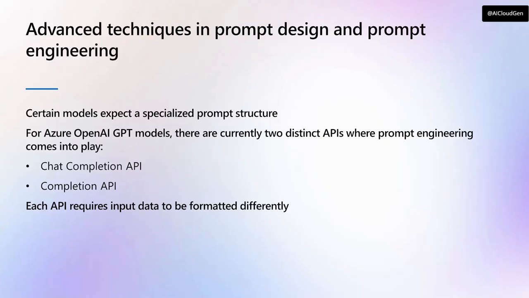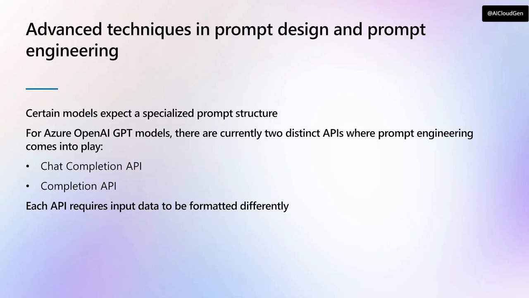So moving on from that, we looked at the different components of prompts, some of the best practices. Now I'm going to talk about a few more advanced techniques when it comes to prompt design and prompt engineering. So certain models always expect a specialized prompt structure. We saw, right? GPT-4 models require a system message. Then you have examples. The example should have a user message and then what the assistant's response is.